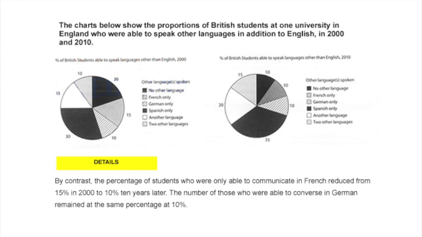For the last paragraph, I basically covered the trends that decreased over time and whatever information I have not provided. Because I've already discussed students who spoke only Spanish above, I have not done so here. So what I wrote was, by contrast, the percentage of students who were only able to communicate in French reduced from 15% in 2000 to 10% 10 years later. The number of those who were able to converse in German remained at the same percentage at 10%.